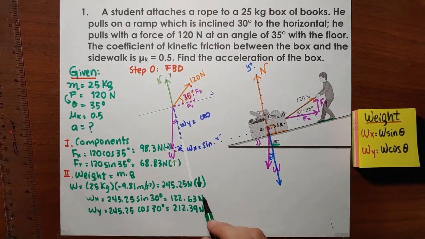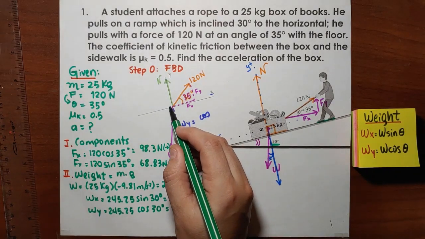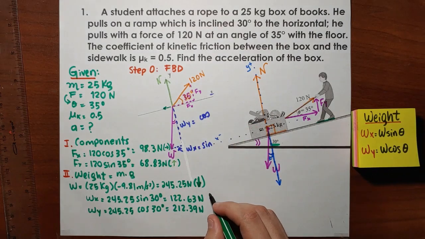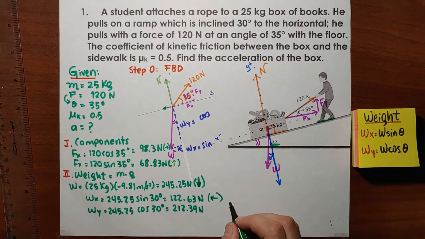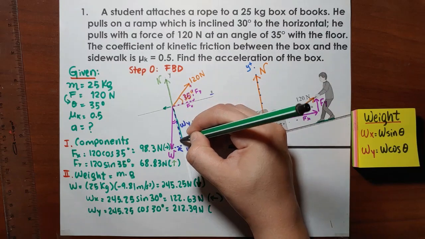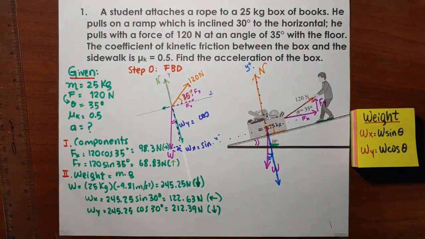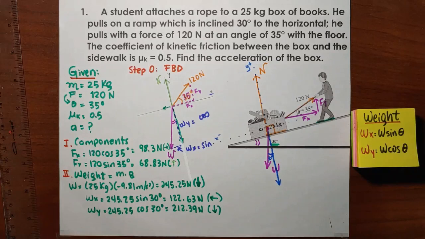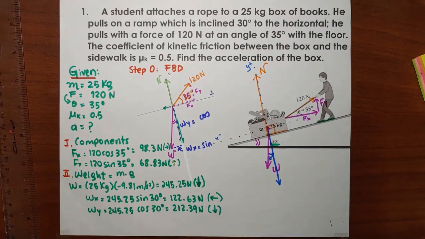Now, remember that we always consider the direction. So my W in X, as you can see, is coming to the left, so it's going to be to the left or negative, okay? And in Y, as you can see, it's coming downward. So you have to include the symbols, okay? Now, what happens after the weight? So as you can see, I already got all my components of my force and of my weight.